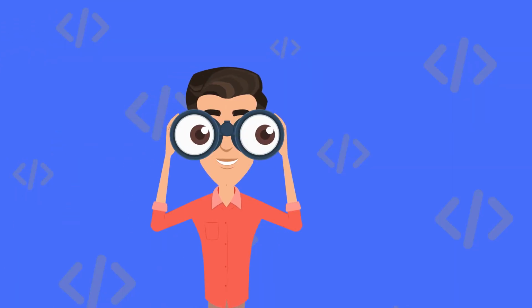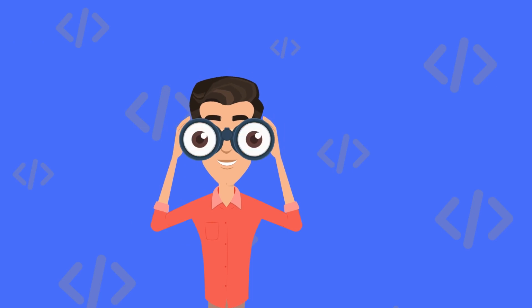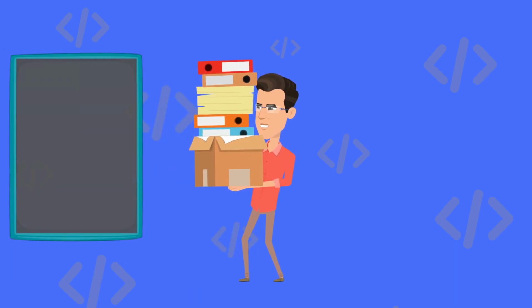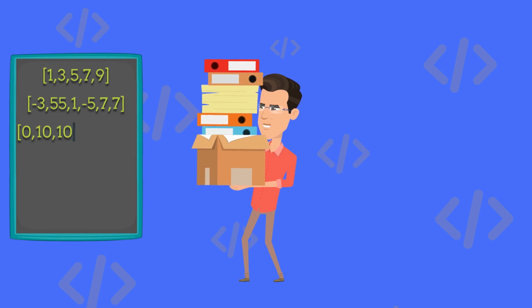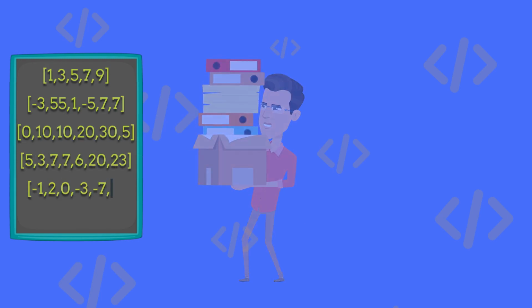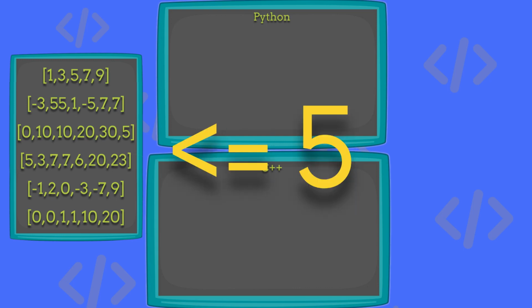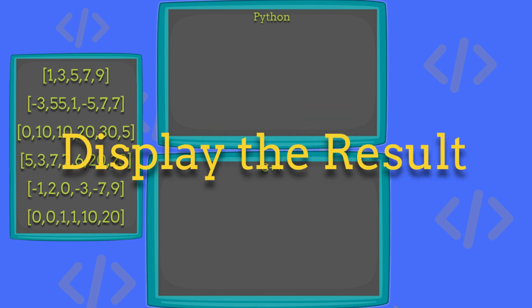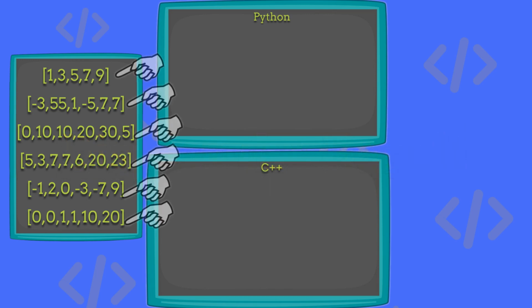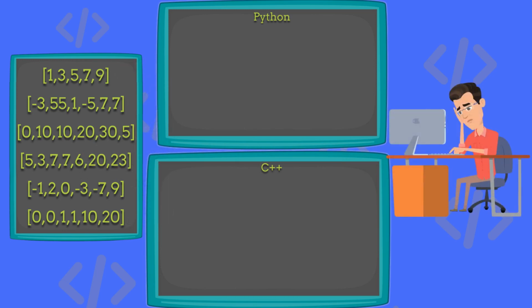Now let's look at a more advanced example, shall we? Let's say that you have multiple collections of numbers. Now you need to find out how many of those elements on each collection are less than or equal to 5. Then the last subtask will be to display the result. The clue here is that we have to do the same counting task for each of the collections, but repeating the code for each collection will be inefficient.